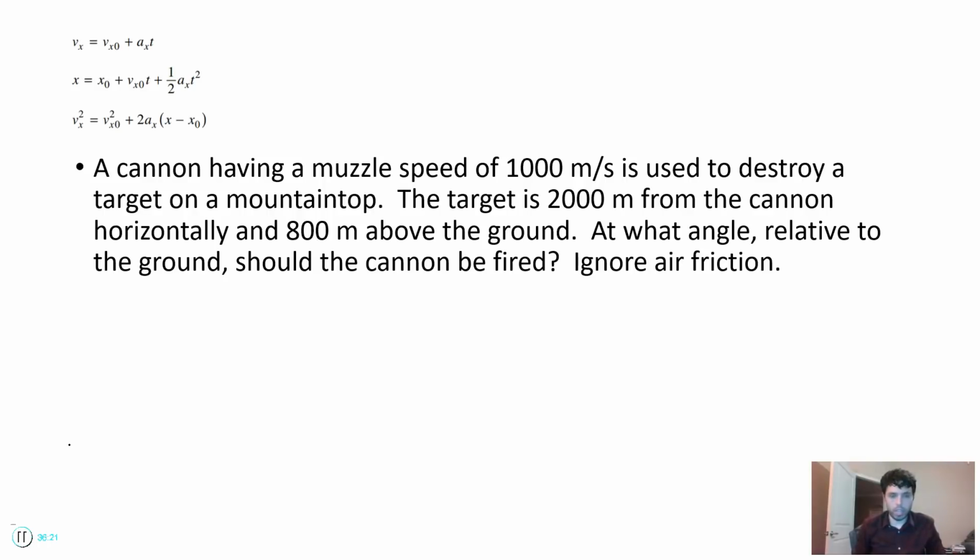All right. So we got a cannon. It's got a muzzle speed. That means launch speed, right? When it comes out of the cannon, it's going at 1,000 meters a second. So I'm going to draw a little cannon here. I just can't draw. Whatever. That's my cannon.